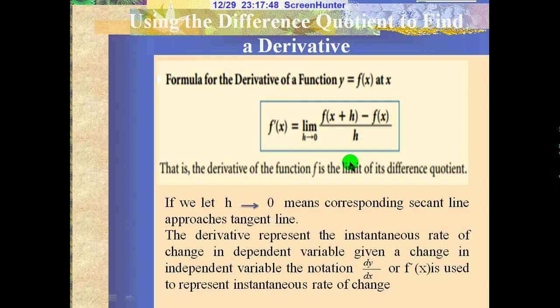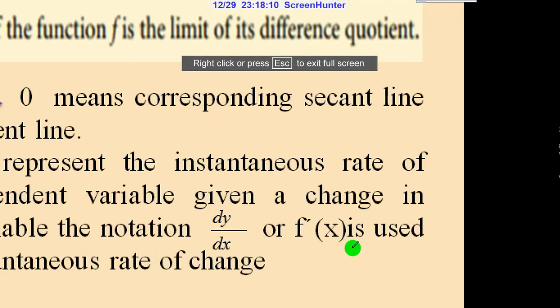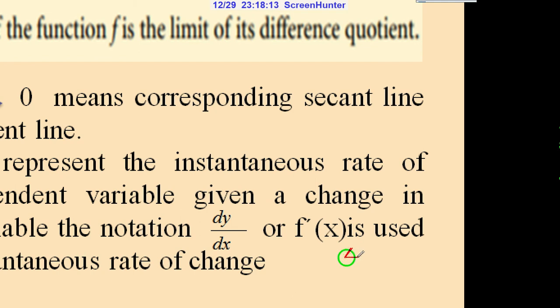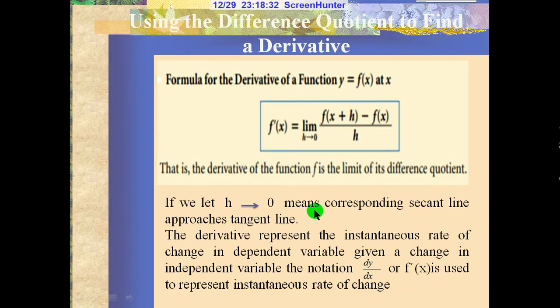Instantaneous rate of change means it is applied to a particular point, the slope of a tangent line. And how do we denote it? The notation we use is dy over dx, and f prime of x is used to represent the instantaneous rate of change or the derivative of a function. When we said difference quotient, we used delta, delta y over delta x, but for showing the derivative of a function we use dy over dx. You can use this notation and you can also use f prime. It also represents the instantaneous rate of change or the derivative of the function.